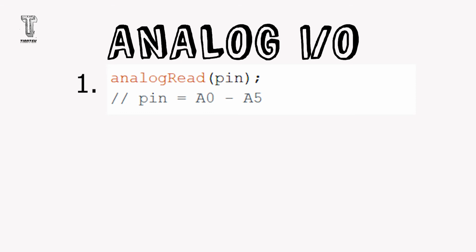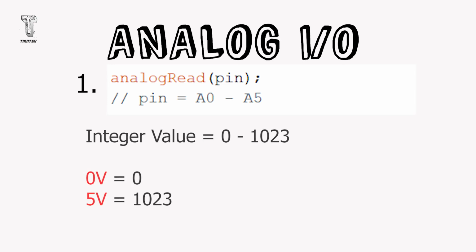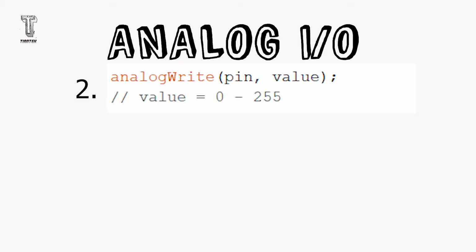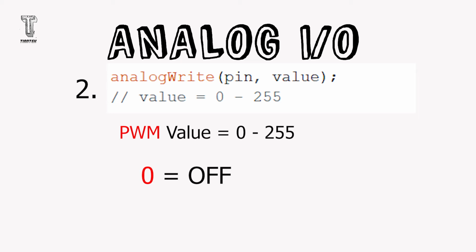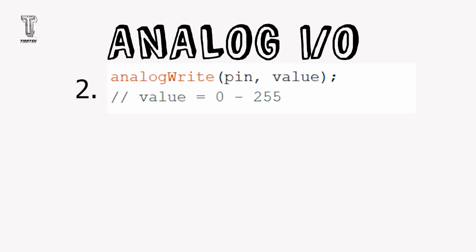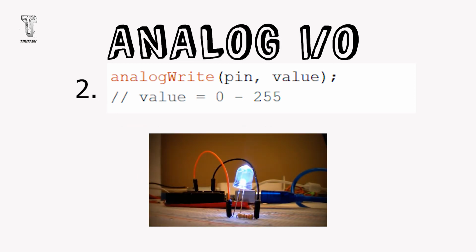Analog read. This command will read whatever voltage level is present at the pin. You'll be given an integer value that indicates the voltage flowing through the analog pin you are using. Analog write. This command is in charge of writing a PWM value to the pin. The duty cycle will be somewhere in the range of 0 to 255. The 0 indicates that the pin is always off, while the 255 indicates that it is always on. When you want an LED light that fades on and off, this is a nice command to use.